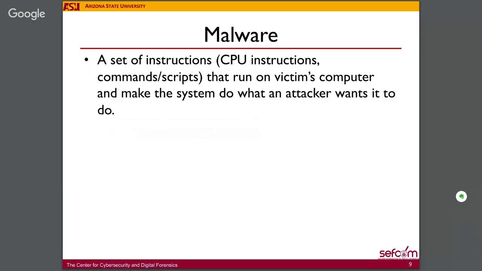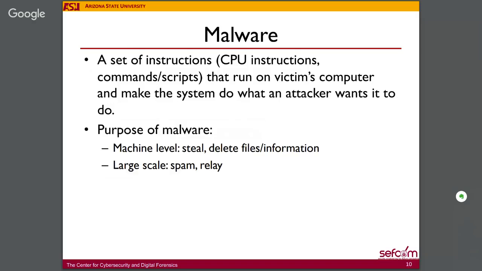So what is malware? Malware is just any kind of malicious code that does malicious things on your computer. The more formal definition is a set of instructions, whether CPU instructions, commands, or scripts, that run on a victim's computer and make the system do what an attacker wants it to do. That's why some software products from IT companies are accused of being malware, because they do something you don't want them to do, like collecting your information, your hardware information, and such and such.